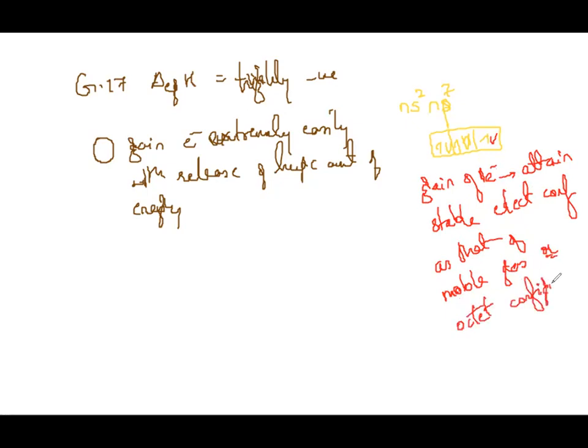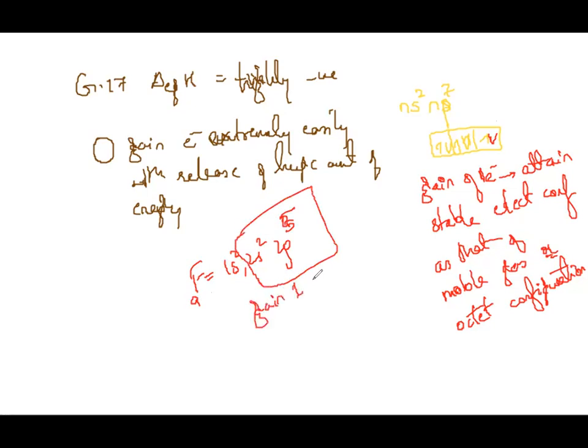So these are the two reasons. They will attain stable octet configuration. Therefore, they will gain the electron very easily. Immediately by gaining one electron, they will attain stability. For example, fluorine, atomic number 9, is 1s2, 2s2, 2p5. I'm sorry, 2p5, so it has 7 electrons in its outermost shell. Just by gain of one electron, it becomes 1s2, 2s2, 2p6, with 8 electrons in its outermost shell.